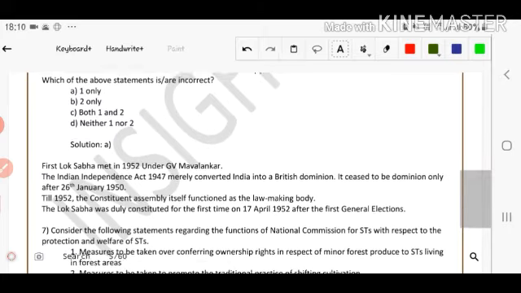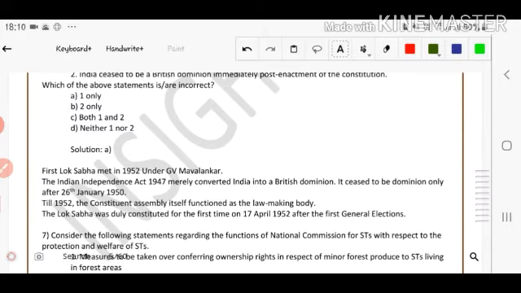Let us see what explanation is given inside. Now the first Lok Sabha met in 1952 under G.V. Mavalankar. Is it right? Yes, सही है. Okay, it is very simple information, not so important. The Indian Independence Act of 1947 merely converted India into a British dominion. It ceased to be a dominion only after 26th January 1950. Number third, till 1950 the constituent assembly itself acted as the law making body.